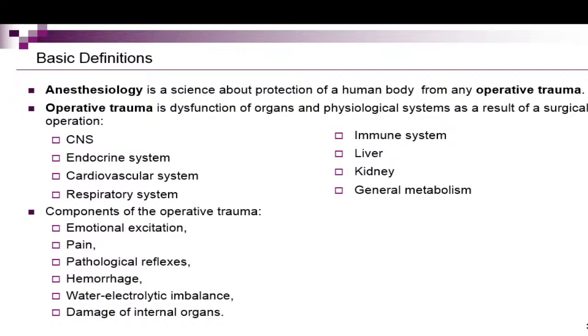Components of the operative trauma. Components of the operation stress. First is emotional excitation. The patient is expecting surgical operation, worried about outcome of the surgery, and he suffers from emotional excitation.